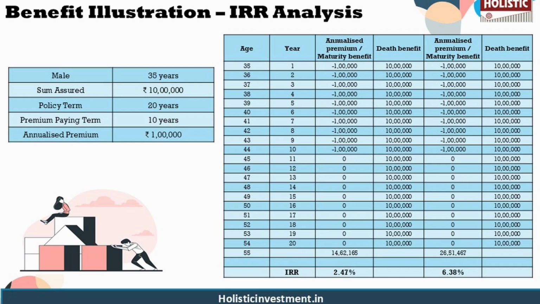So at 4% returns, the fund value is 14.62 lakhs, resulting in an IRR of 2.47% as per the policy's maturity calculator, which is even lower than a basic savings account interest rate. At 8% returns, the fund value rises to 26.51 lakhs, giving an IRR of 6.38% as per the policy's maturity calculator, which is roughly comparable to or lower than the returns from a bank fixed deposit.